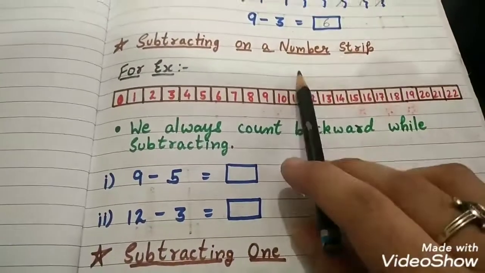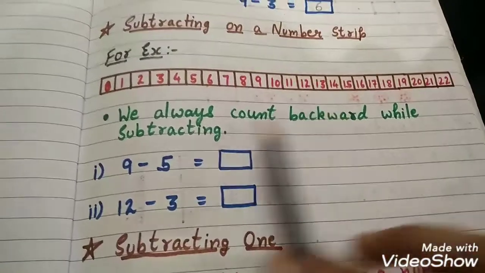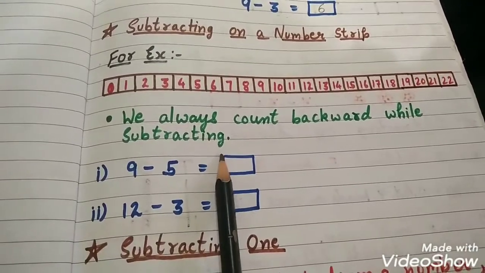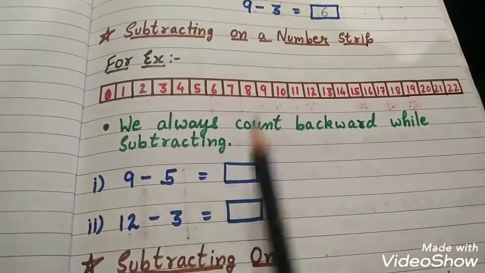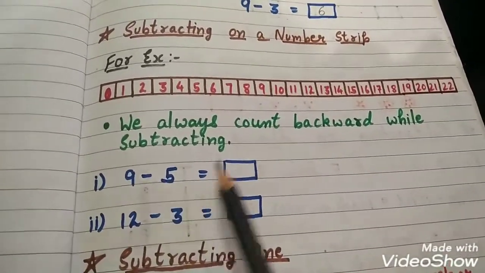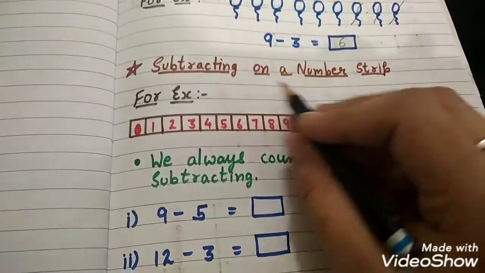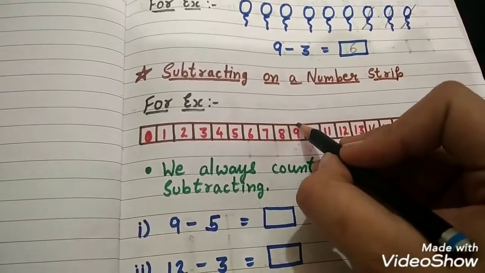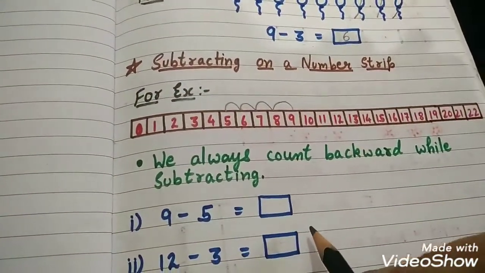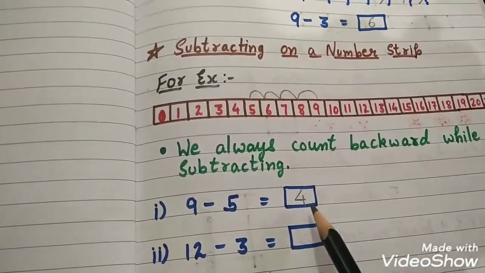Next is subtraction on a number strip. See, this one is our number strip. You know very well, you have seen in the addition chapter also the number strip, right? So we always count backward while subtracting. In addition we count forward and in subtraction we count backward, right? Let us see the first example. 9 minus 5. Find out where is 9. See here, here is 9. We have to move backwards 5. So 1, 2, 3 and 4. How many jumps did we take? 4 jumps. So the answer is 4. So 9 minus 5 is 4.